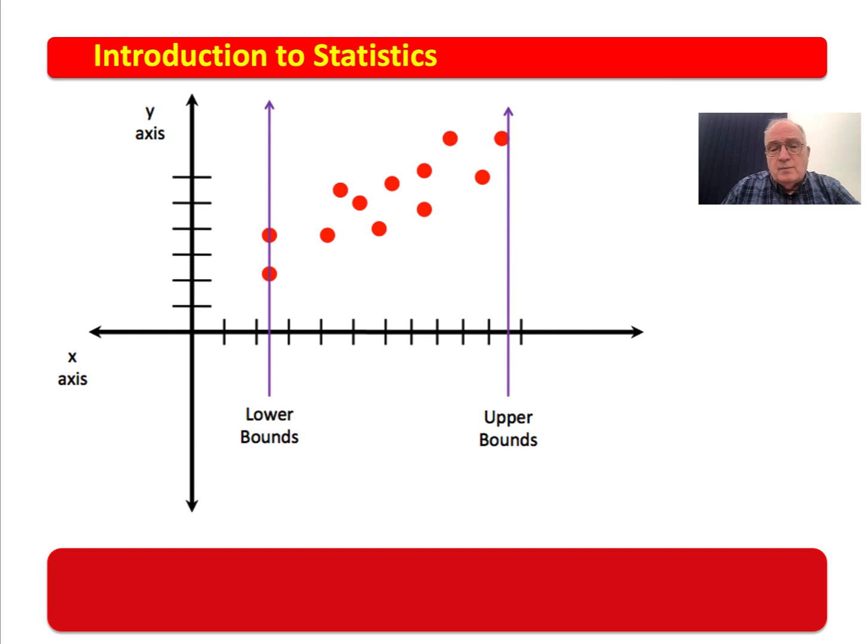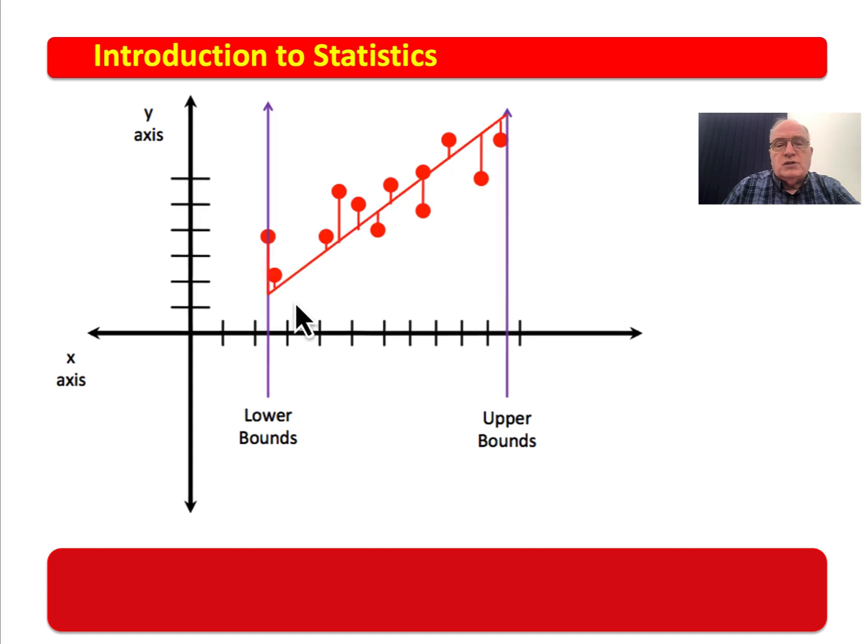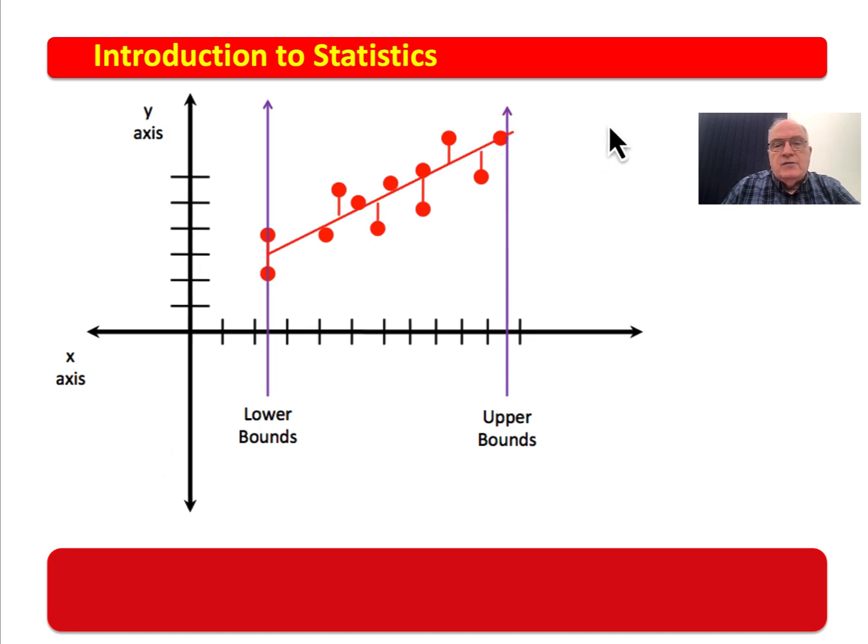Now, we have a lower bound and an upper bound, and we might draw a line. Now, look at this line just a minute. This line is a bad fit line because it has all sorts of scatter. This line is a better fit line because the scatter is not quite as much, and this is the best fit line because the scatter is minimized. The line of best fit is what we're trying to identify.